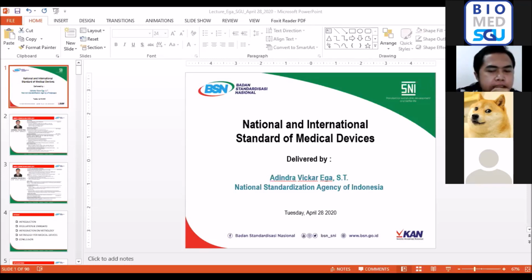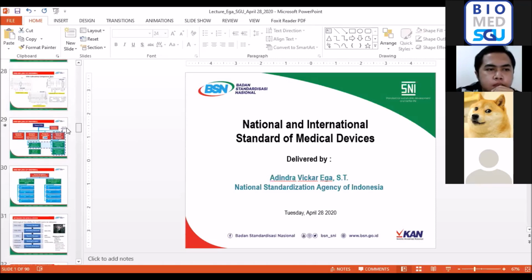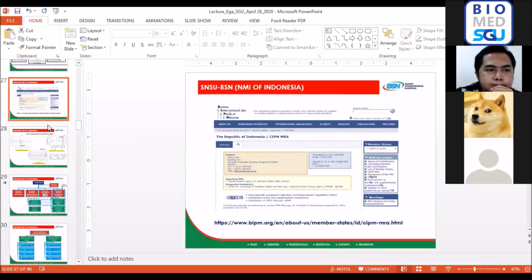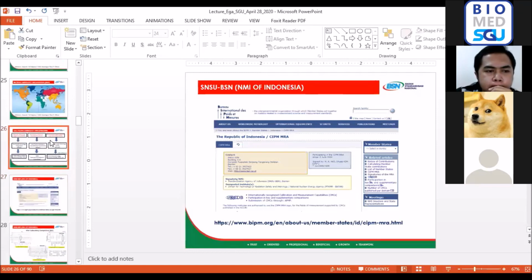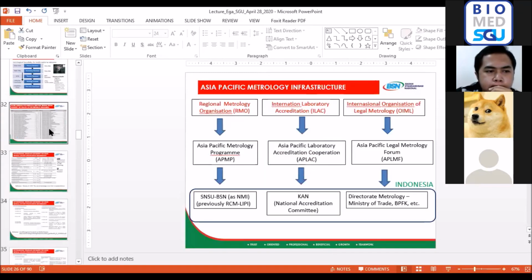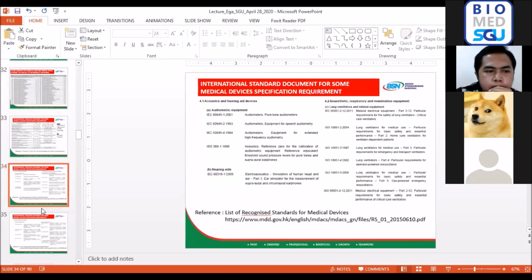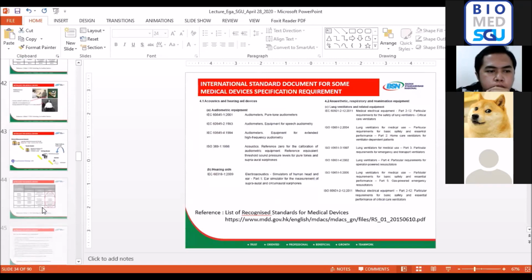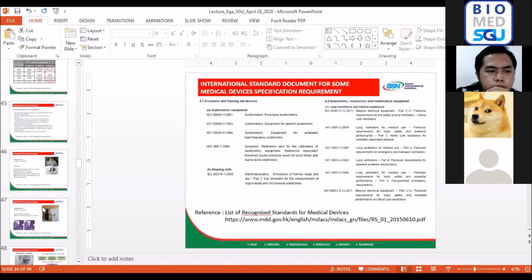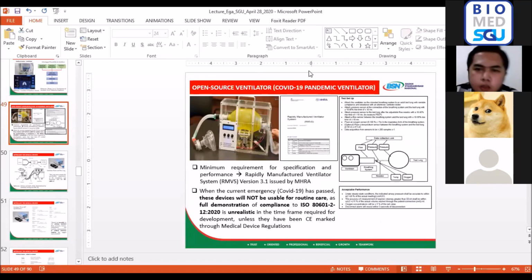Okay, thank you, Ibu Dita. So her question is, when we want to develop an equipment or device and then we want to have an SNI label, SNI meaning Standar Nasional Indonesia, where should we go first to have our device calibrated or standardized or accredited? Pak Ega, maybe you can answer this question, Pak.